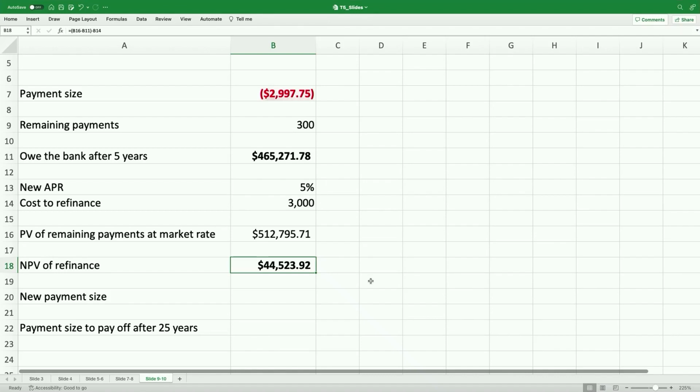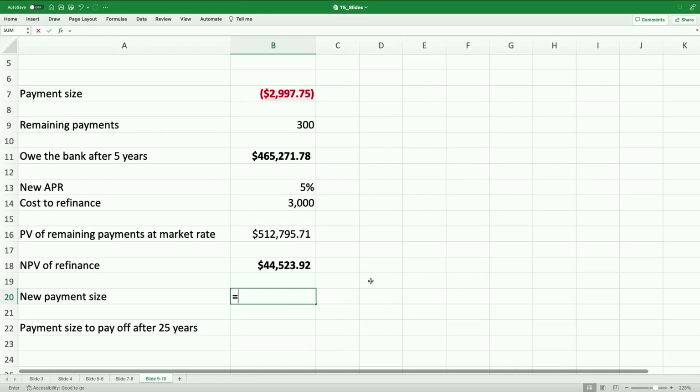Okay. Now, let's say we do the switch. We switch from Wells Fargo to B of A. What would our new payment size be? Well, remember what we're doing. We're borrowing $465,271 from B of A to go pay off Wells Fargo.